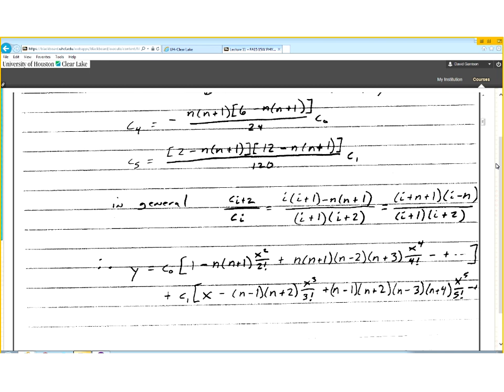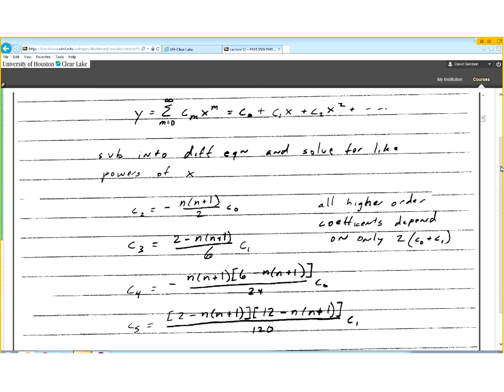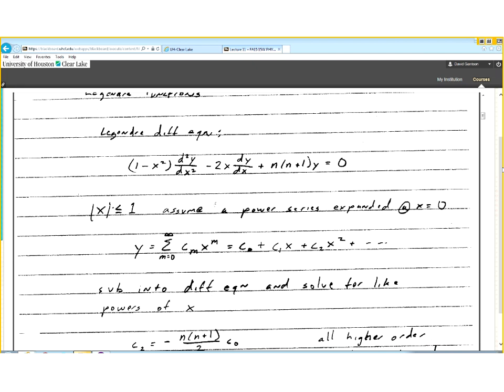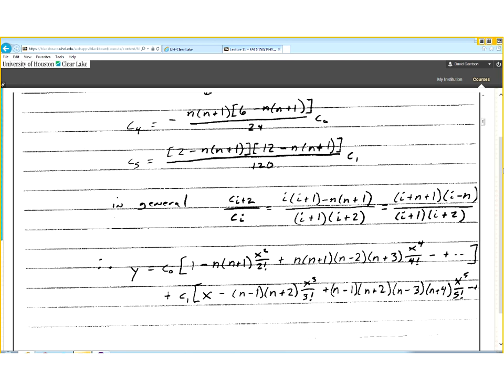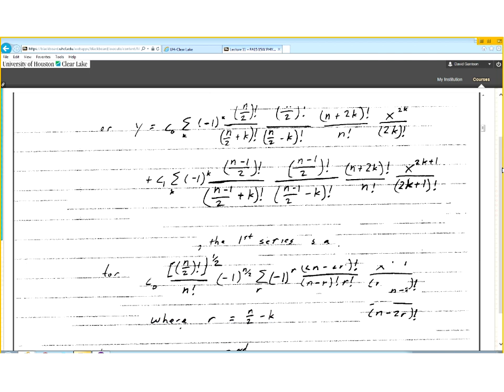So in general, for the higher order terms, C of I plus 2 divided by C of I comes from this funky relationship between all of these chosen values of I and N, where N, remember, comes from Legendre's equation up here. And so you can actually write your solution to this differential equation by plugging in what all these coefficients are in terms of C1 and C0 and your chosen values of N. This looks really ugly, but you can continue simplifying this.